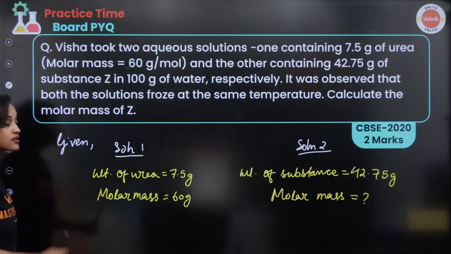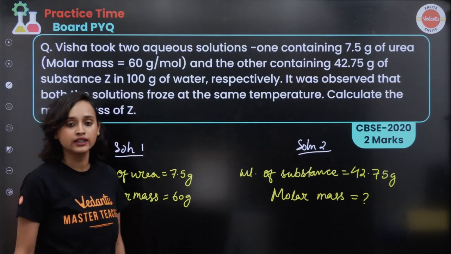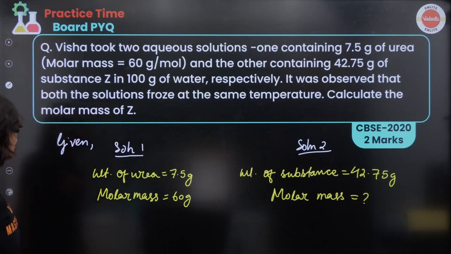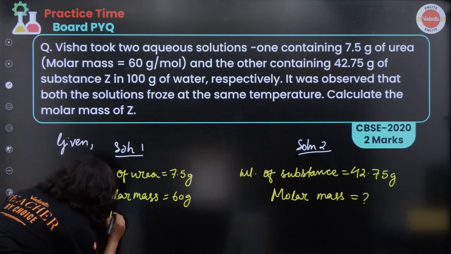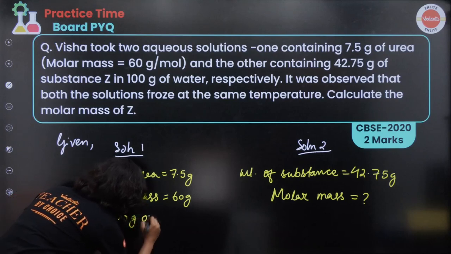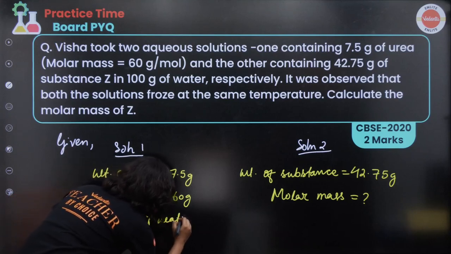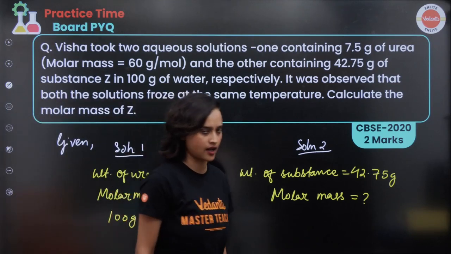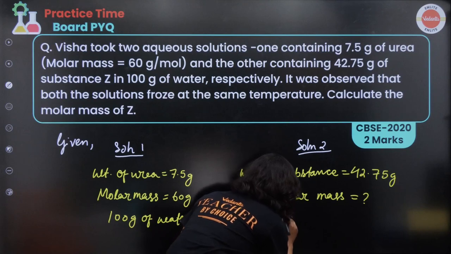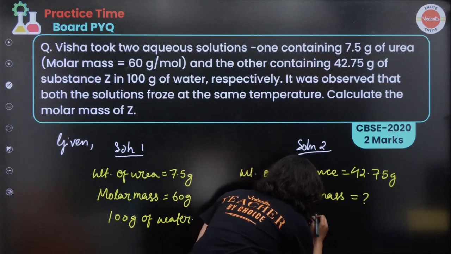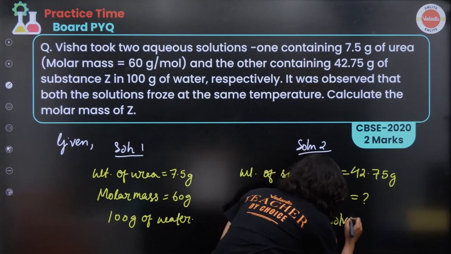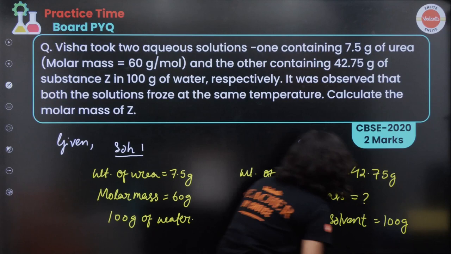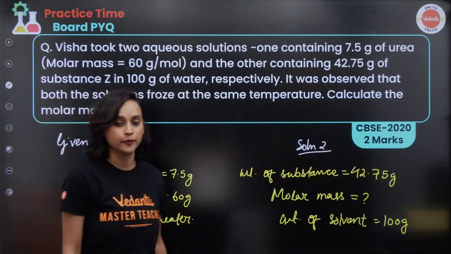Anyway, molar mass of Z, question mark. We are not given that, so we have to find it out. Now, what else is given? 100 gram of water. Weight of solvent is 100 gram, and here also weight of solvent is 100 gram.